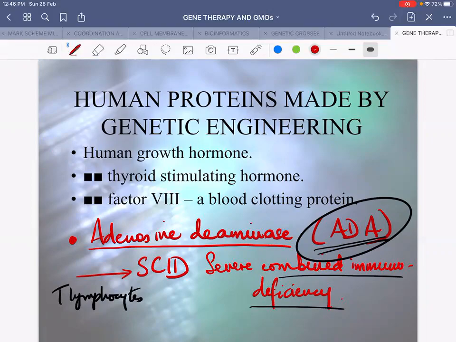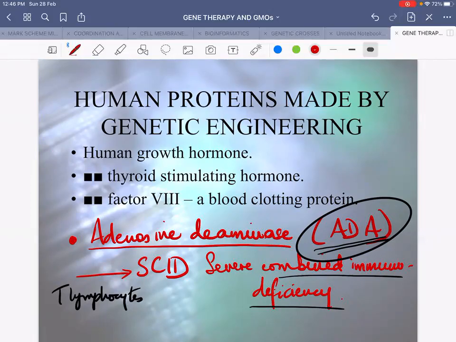Second example is human growth hormone, thyroid stimulating hormone, and factor 8. All these are different kinds of proteins. Human growth hormone is needed for growth. Thyroid stimulating hormone is that hormone which will be released by the pituitary, and it will stimulate the thyroid glands to secrete thyroxine. Factor 8 is a blood clotting factor, a protein made by the liver, which helps in the clotting pathway or clotting cascade. So these are just examples of the human proteins that are made by genetic engineering.